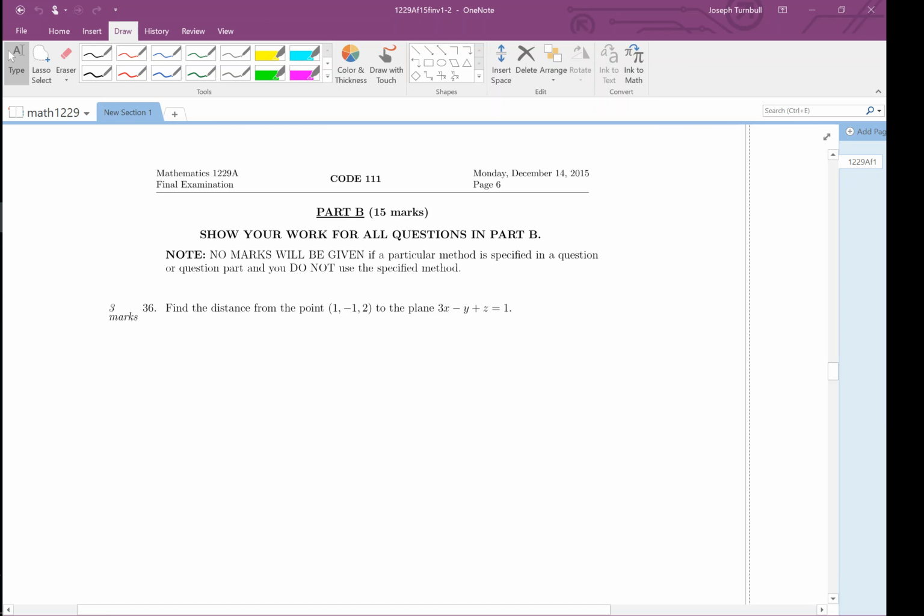Okay, number 36 on the 2015 final exam for Math 1229. Number 36 asks to find the distance from the point to the plane. And the formula for distance between a point and a plane D is equal to the absolute value of the normal vector of the plane dot Q minus P divided by the length of the normal vector.